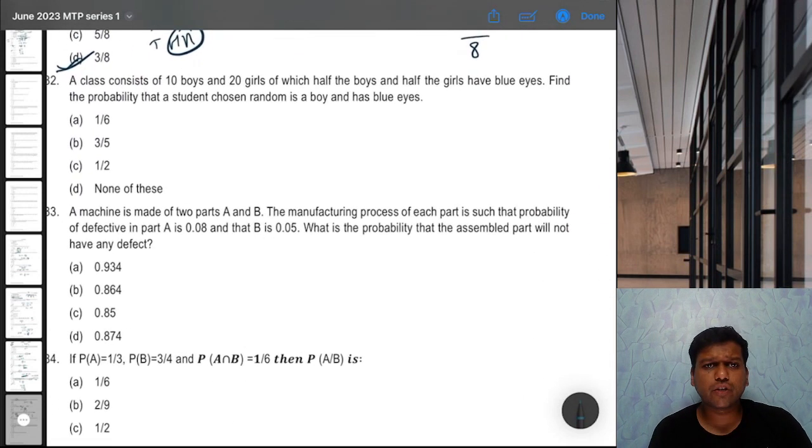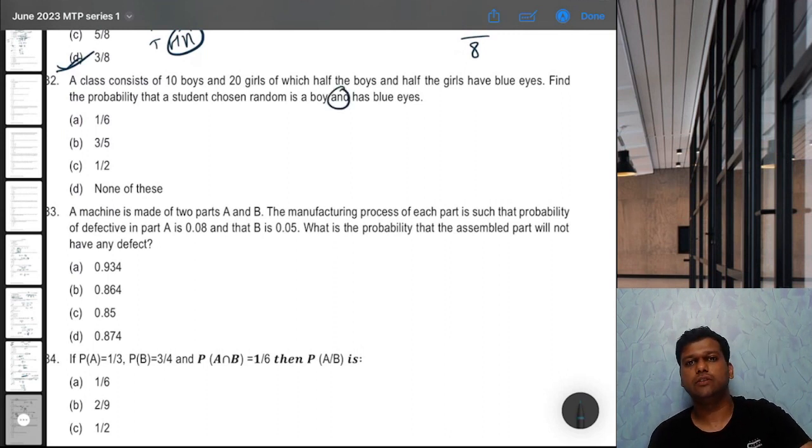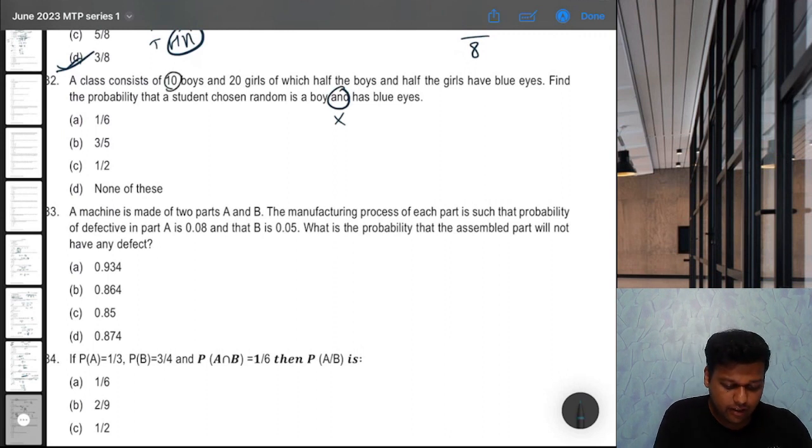A class consists of 10 boys and 20 girls, of which half the boys and half the girls have blue eyes. Find the probability that a student chosen at random is a boy and has blue eyes. Okay. So and is multiplication. So student chosen at random is a boy. What is probability of that? 10 out of 30, right? 10 out of 30. That is 1 by 3.